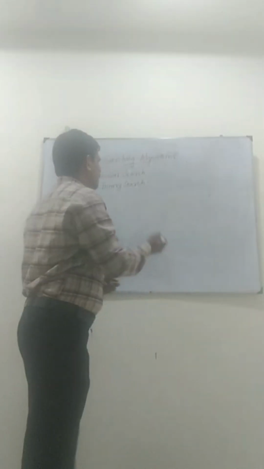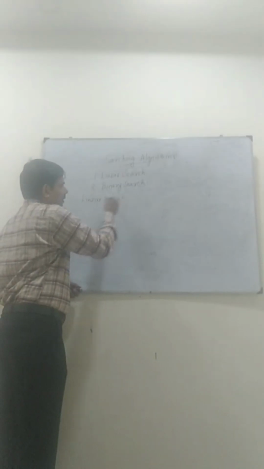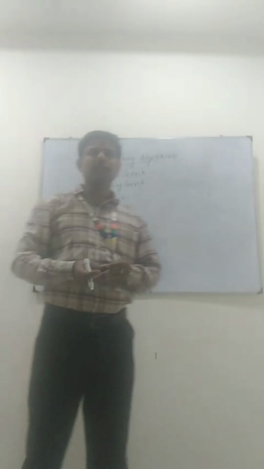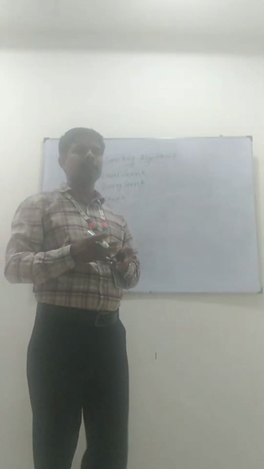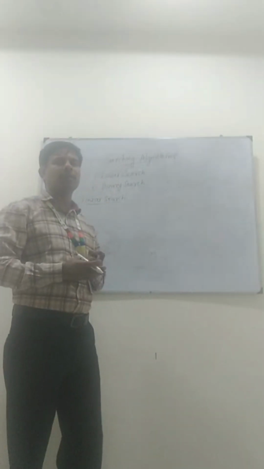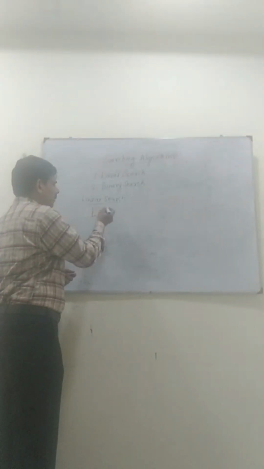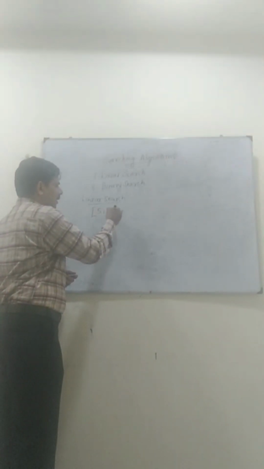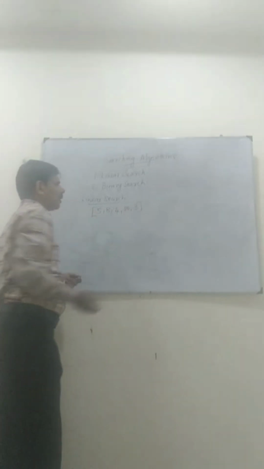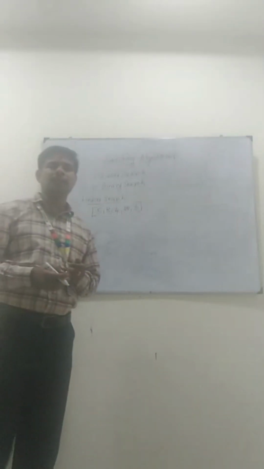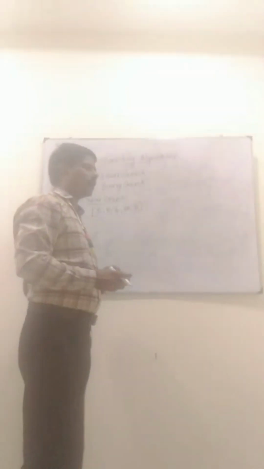The first algorithm is linear search. First, you should know what linear search is. Linear search means the searching process checks every element of the array. For example, the array contains 5 elements: the first element 5, then 8, then 4, then 10, and the next element 3. This linear search algorithm searches each and every element of the array.